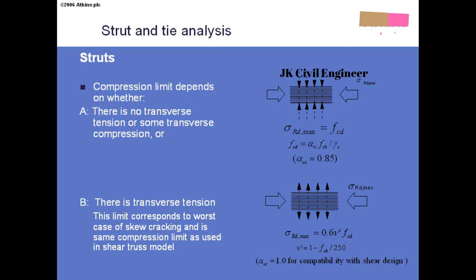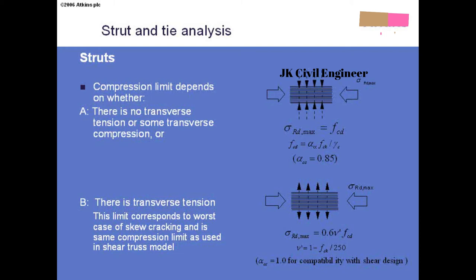The second strut limit is basically intended for struts which are in compression but which have some transverse tension, and that can be a transverse tension that's actually physically applied through the reinforcement, or it might be a transverse tension that just arises because the strut itself is trying to expand out sideways and create its own tension. So a good example of this sort of situation is actually going back again to the shear truss model.